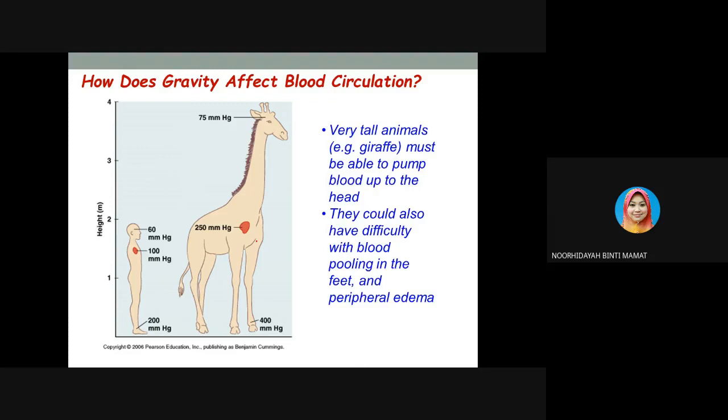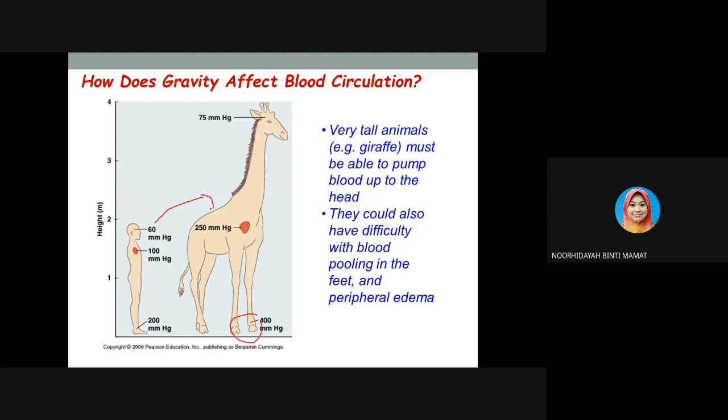Very tall animals, for example the giraffe, must be able to pump the blood up to the head. They could also have difficulty with blood pooling in the feet and peripheral edema. It is different with humans, because they don't need really hard pressure to pump the blood throughout the body, compared to the tall animals.